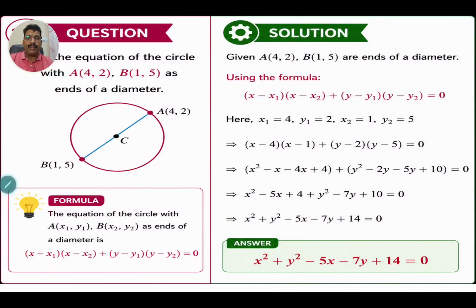See, this is a solution. Formula first you write, after that first point (x1, y1), second point (x2, y2). Substitute these x1, y1 and x2, y2 values in the given equation and simplify. So you will get the answer x² + y² − 5x − 7y + 14 = 0. We will go for the next question.